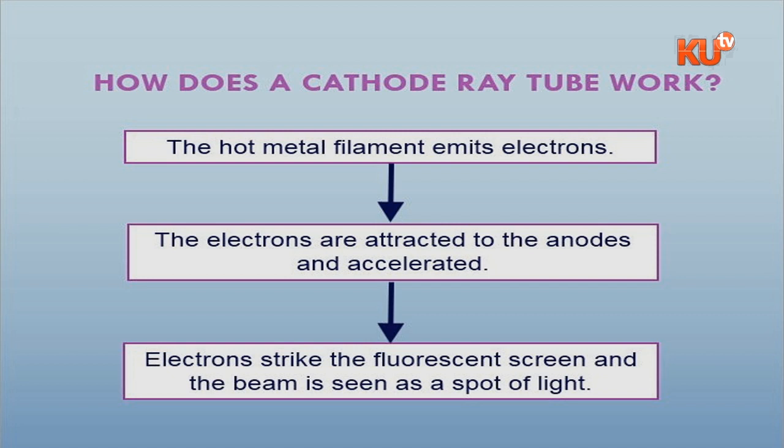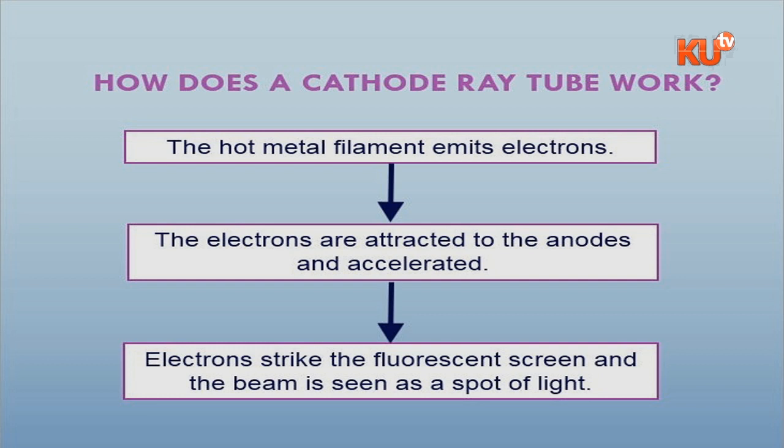1, the hot metal filament emits electrons. Remember? Once the electrons are emitted, what happens? The electrons are attracted to the anode and accelerated. Accelerated simply means their speed is increased. So they are accelerated so that they continue moving. Then what happens as they continue moving? The electrons will strike the fluorescent screen, and the beam is seen as what? A spot of light. It will be seen as a spot of light.